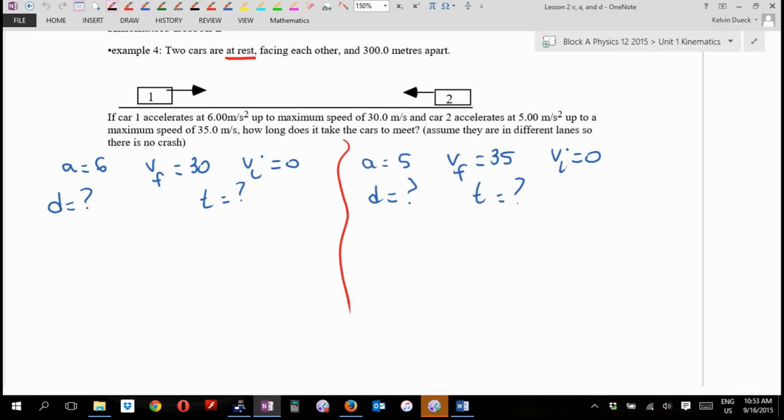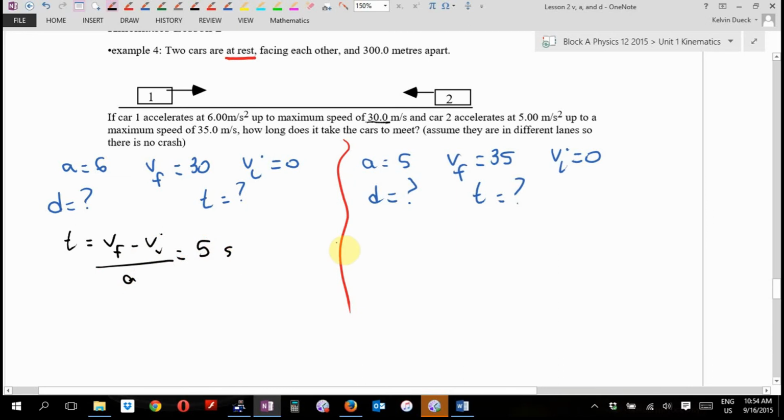Oh, wait a minute. We got a problem here. How long does it take this guy to hit his maximum speed? Well, t equals vf minus vi over a, 5 seconds. So that means for 2 seconds, car 1 is going to be going at a constant speed. Okay, this is enough though.